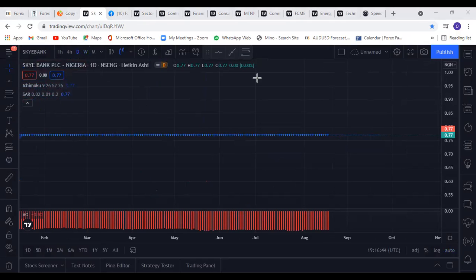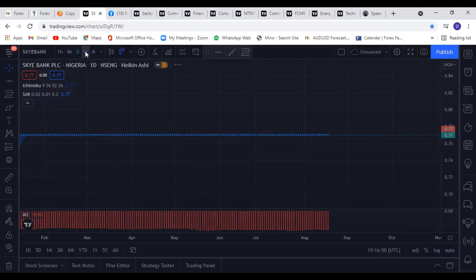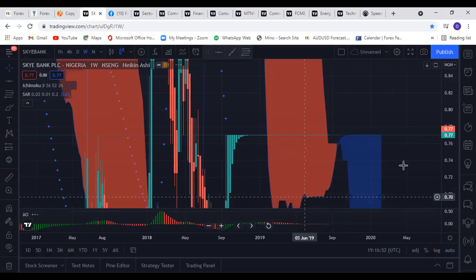I don't know why my chart is not loading. This should. Okay, let me check weekly for Skybank. Why is it not? Oh, leave this one.